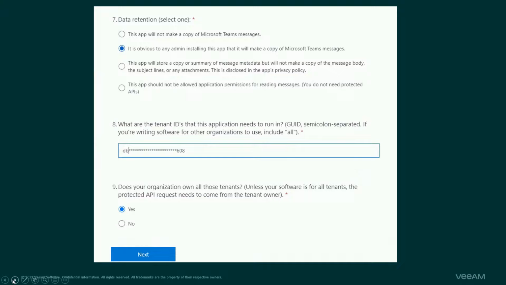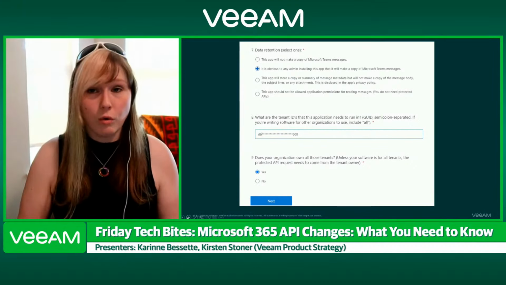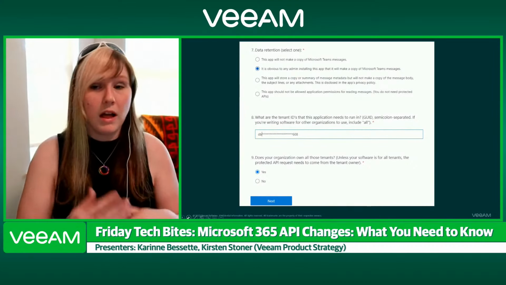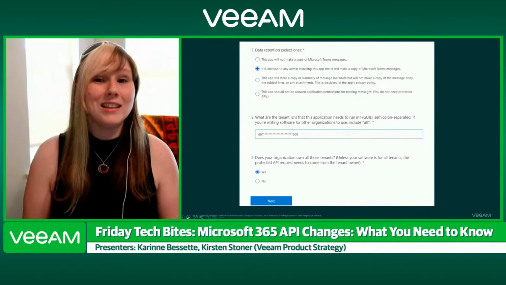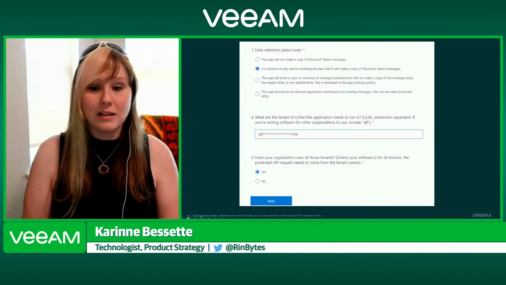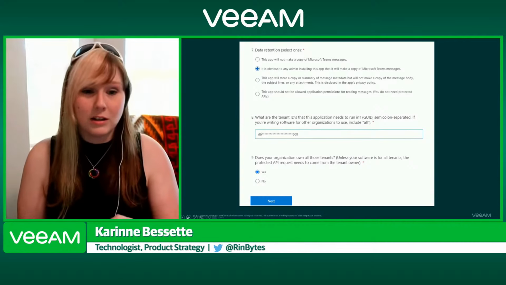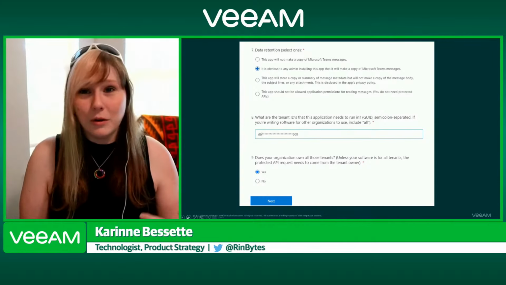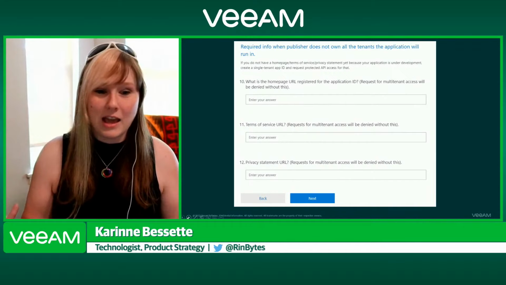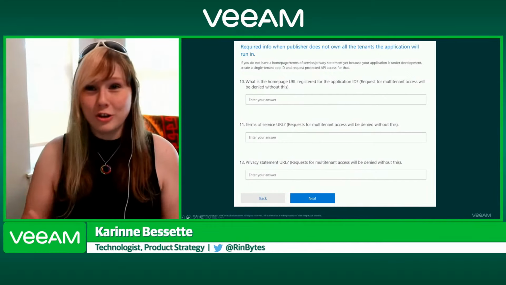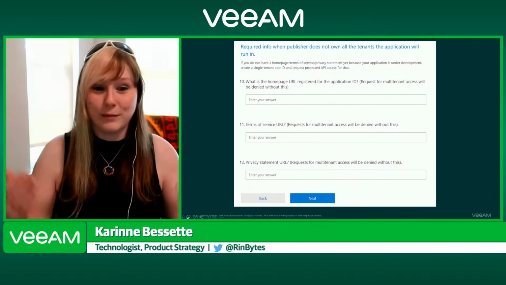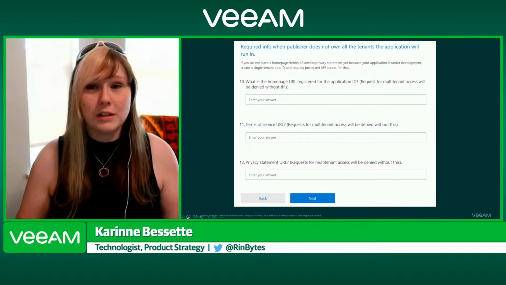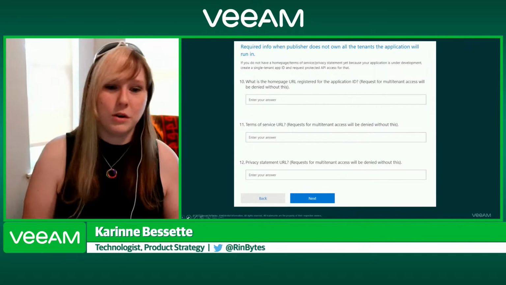Now, if you have other tenants or you don't own every tenant in your organization, you will have extra steps to fill out. In this case, we didn't, and we hit yes. But even when you go to the next screen here, it's still going to give you the prompts like, hey, if you don't own everything and you're sure you don't own everything, this is the information you're going to need. But if you notice, none of these have to be filled out, so we'll go ahead and hit the next screen.